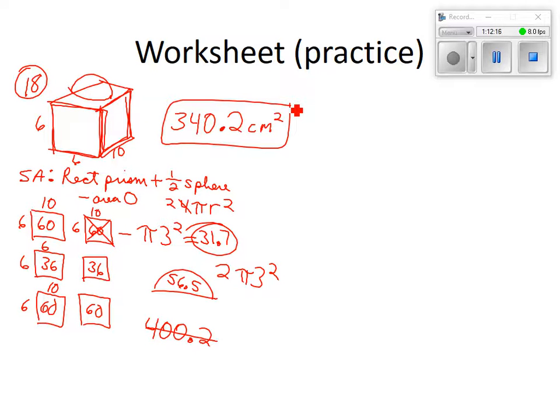That better probably have some hidden lines. Remember, you got rid of this. Don't add that 60 in. But we did add that in because that's this part up here that's not covered by the sphere, right?